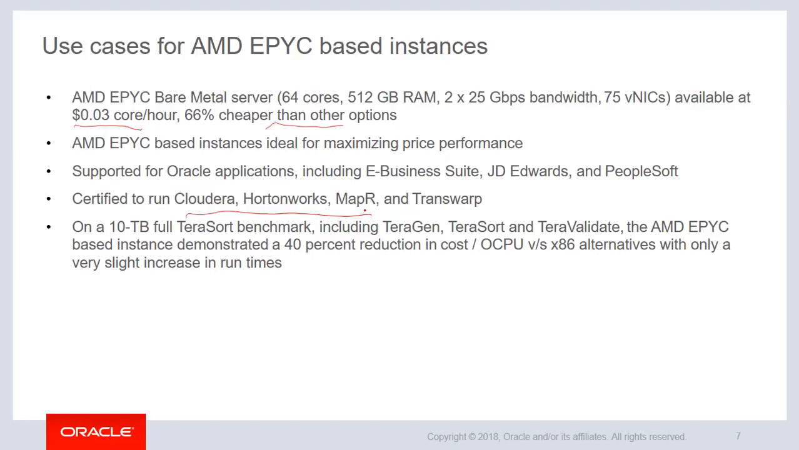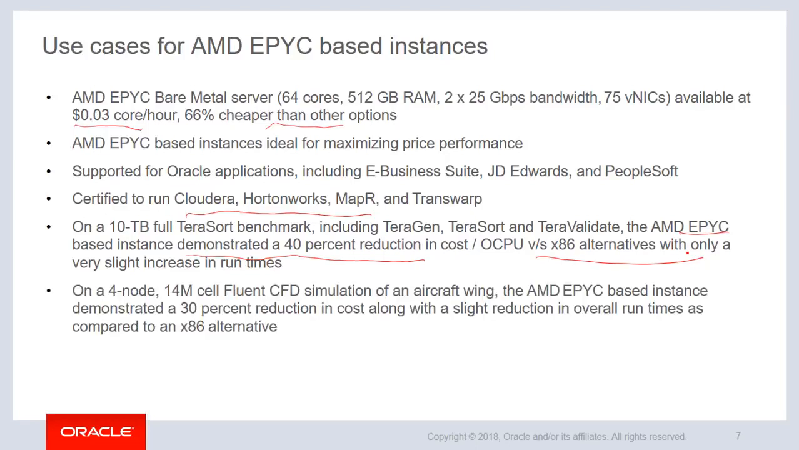And we have run some performance benchmarks. I don't have those in the slide right now, but the summary is provided here. On a 10 terabyte full Terasort benchmark, the AMD EPYC based instance demonstrated a 40% reduction in cost per OCPU versus the x86 alternatives.